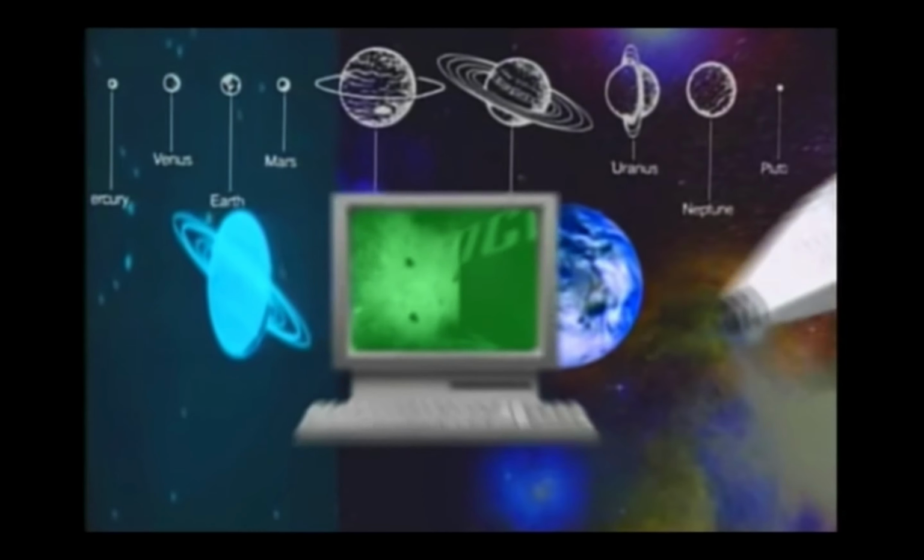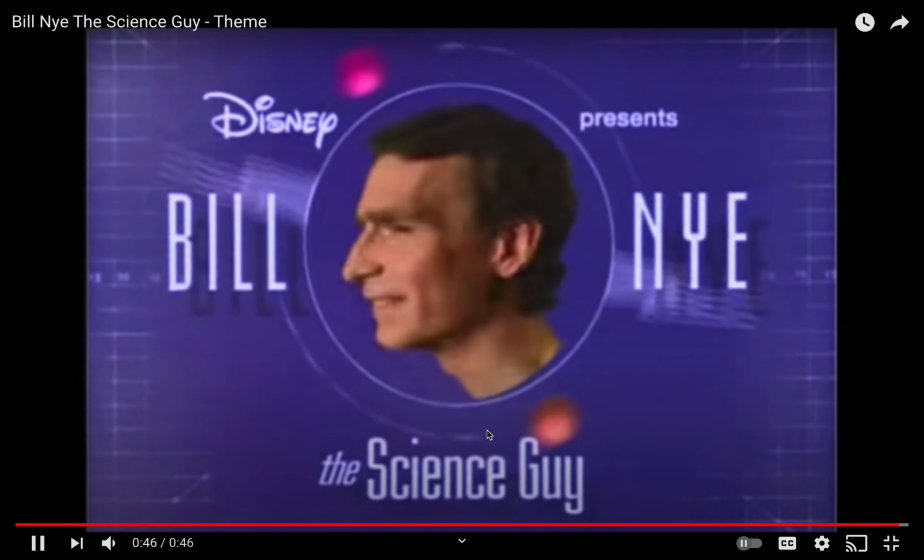The science guy. Bill Nye, the science guy. Science rules. Bill Nye, the science guy. Inertia is a property of matter. Bill Nye, the science guy. T minus 7 seconds. Bill Nye, the science guy.